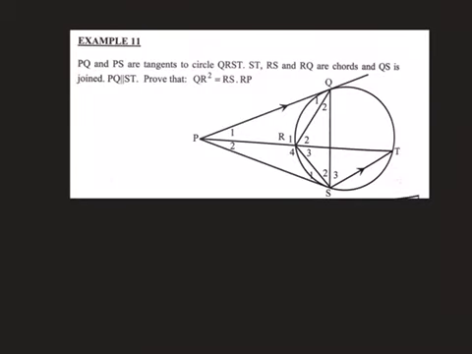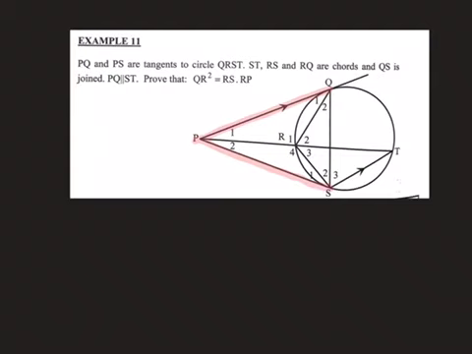Okay, moving on to example 11. So example 11 is also a little bit tougher because they don't tell you which triangles. So let's see what we've got here. We've got PQ and PS are tangents to the circle. So PQ and PS are tangents to the same circle from the same point. So already you should be thinking, hey, I actually know a rule for that. Okay, so we would work with tangents from the same point, but that would give us equal sides. But equal sides don't help you here because we need equal angles for similarity. So don't get your two sections confused.